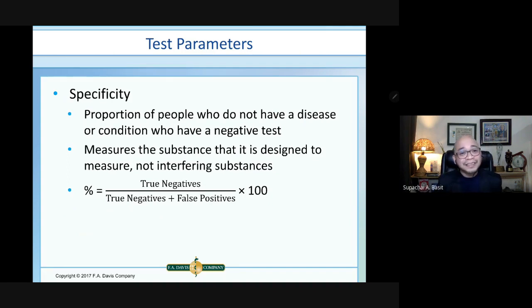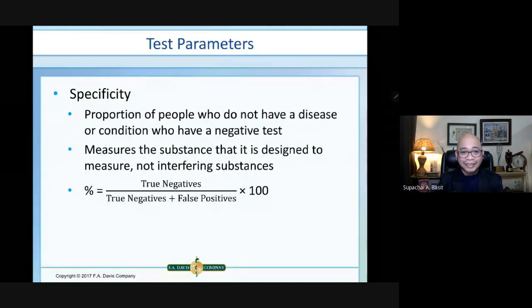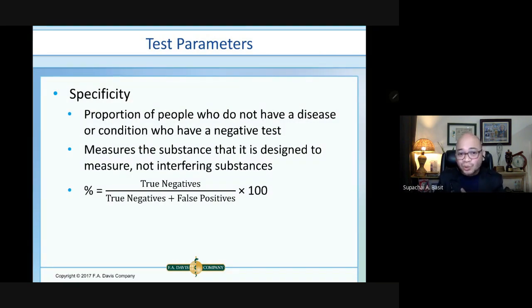When we say specificity, it is a proportion of people who do not have a disease or condition and they also have a negative test. So for example, I do not have COVID-19, but when this kit tested me for COVID-19, I am negative because I do not have COVID-19. Therefore, my result is true negative. Meaning to say, it measures the substance that it is designed to measure. It doesn't measure interfering substances.